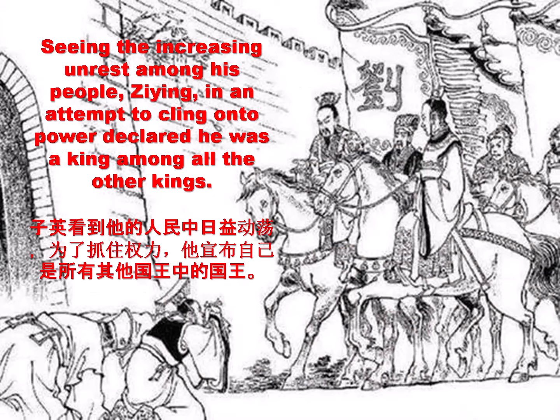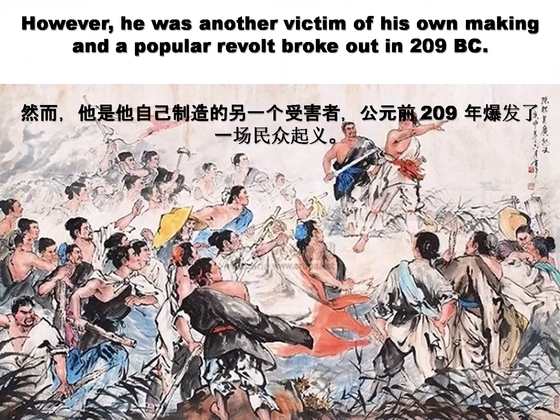Seeing the increasing unrest among his people, Zi Ying, in an attempt to cling onto power, declared he was a king among all the other kings. However, he was another victim of his own making, and a popular revolt broke out in 209 BC.